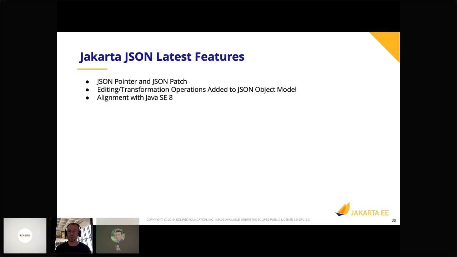So some of the latest features of JSON Processing are the ability to point to specific elements within a JSON document using a JSON pointer, and the ability to modify specified portions of a document using JSON patch. Editing and transformation operations were added to the JSON object model as well, and better alignment with some of the features that were brought into Java SE 8.